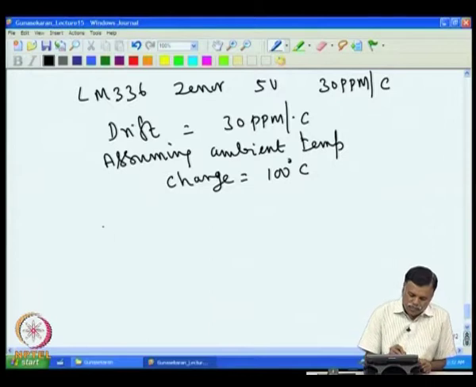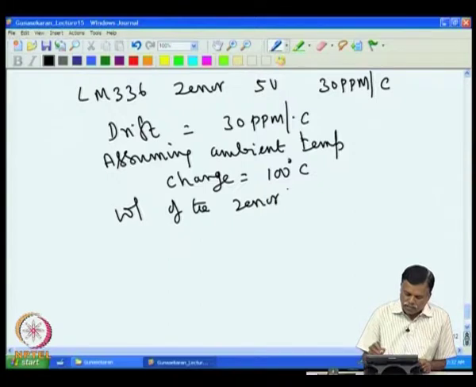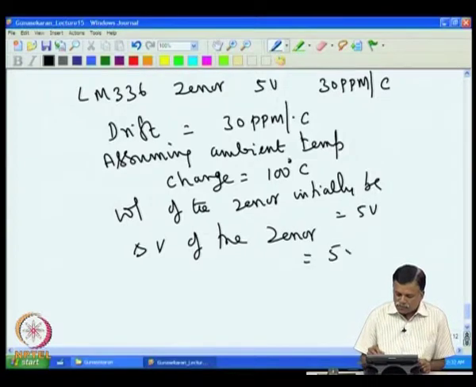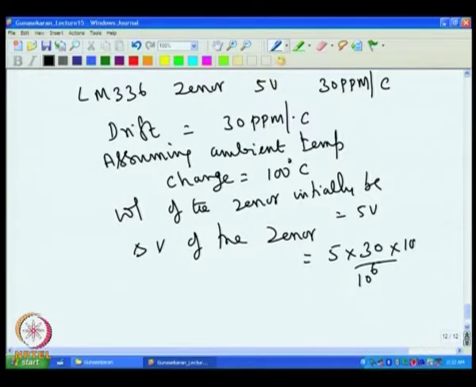Then, assuming the voltage of the zener initially to be 5 volt, delta V of the zener, the change in zener voltage, will be 5 into 30 ppm, that is 30 over 10 power 6, into 100 degree C. Basically, it is V into ppm into delta T, that is what we had shown in this.